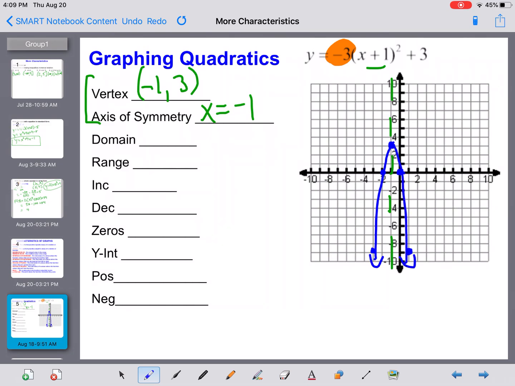For a domain, we should know that our domain for quadratics is going to be all real numbers because we go all the way to the left and all the way to the right.